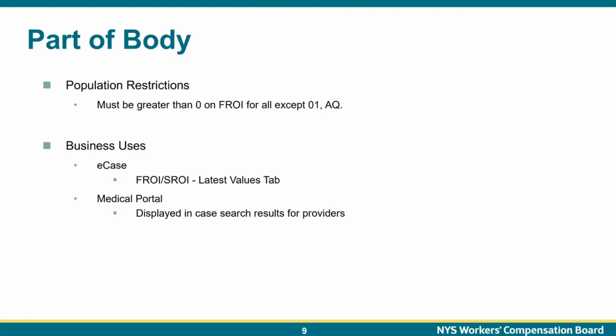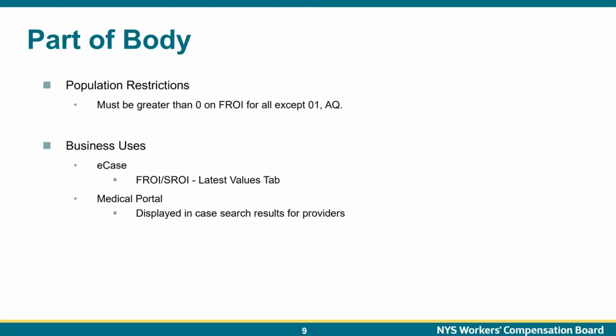We also use part of body for different things here at the board. So a couple key things to remember: population restriction must be greater than 0. All this is saying is that if it's a FROI other than the O1 or AQ, we expect you to report at least one part of body to the board.